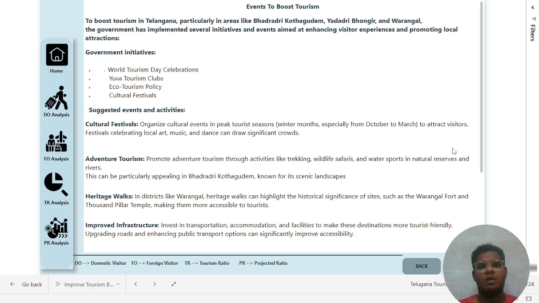Cultural event festivals: organize cultural events in peak tourism seasons, like the winter season, especially from October to March, to attract visitors. Festivals featuring local art, music, and dance can draw significant crowds.